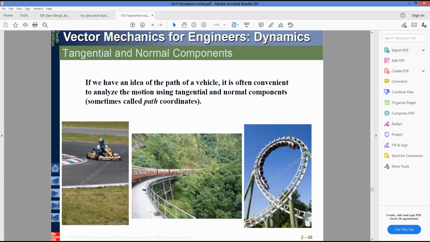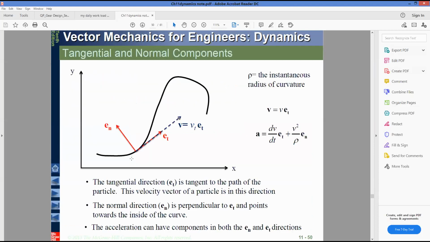So for this type of path, how do we find the velocity and the acceleration? As we are dealing with the dynamics part, we are basically concerned about the velocity and the acceleration of any particle, right? In any curvilinear motion we have to find the acceleration and the velocity. The basic motto is that. Now how to find that?